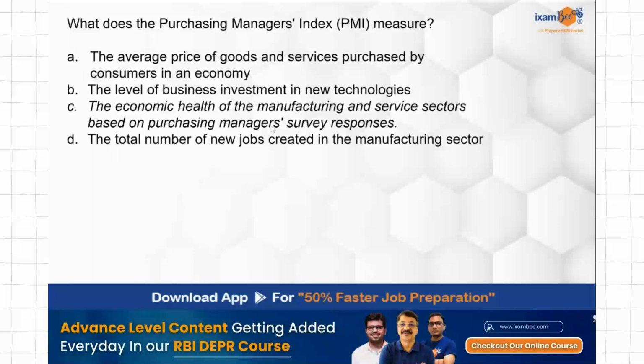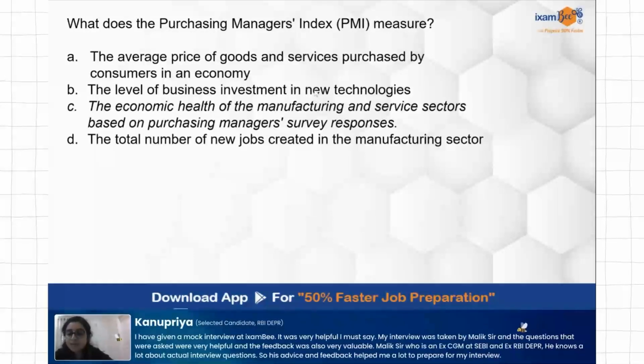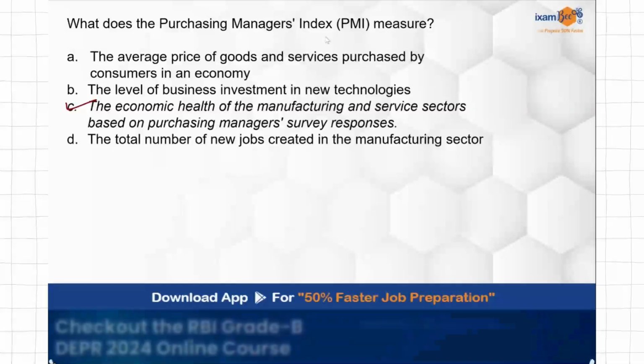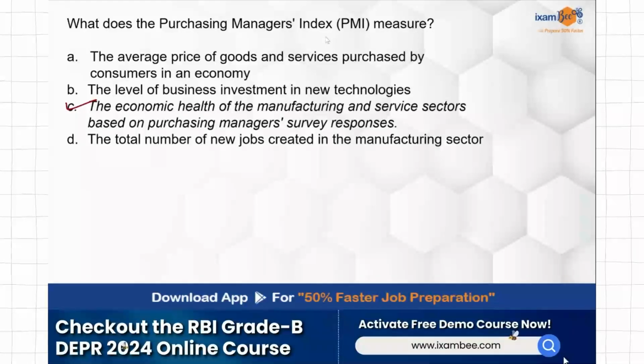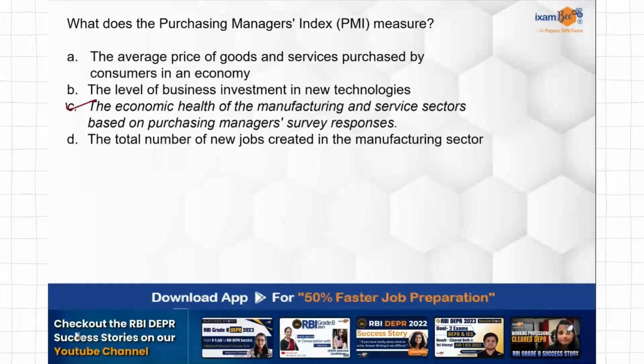What does the Purchasing Managers Index, PMI, measure? So again, the basic definition: it measures the economic health of the manufacturing and the service sector based upon purchasing managers' survey responses. So as you see, there are more fact-based questions, whether you know it or not. So this is binary. You know it or you don't know it, right? So there is no in-between. There is no thinking-based question, right? Or numerical-based questions.